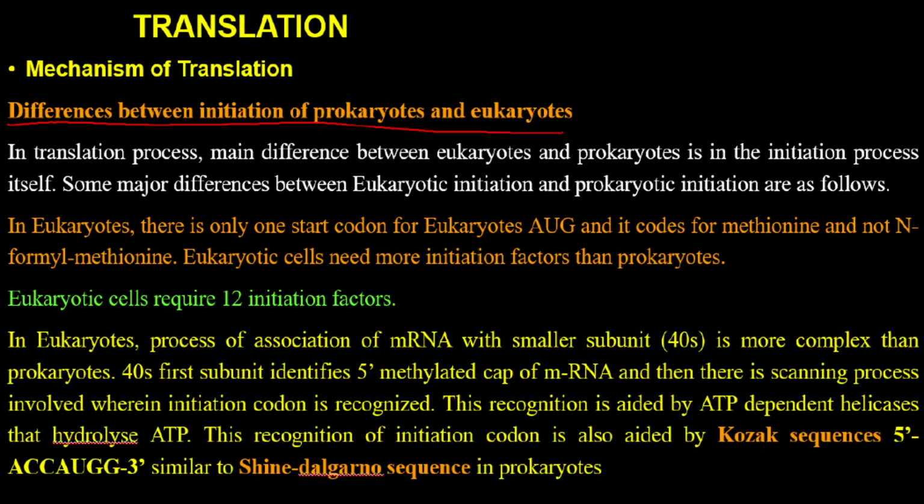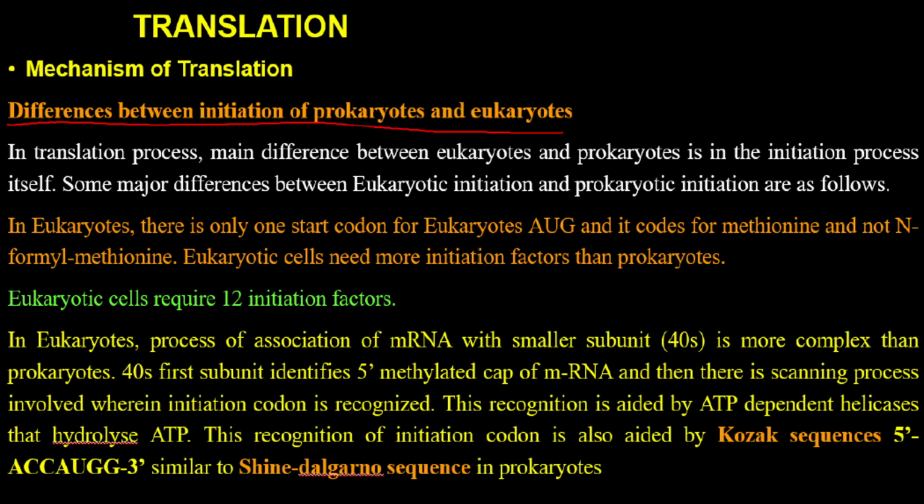In eukaryotes, the process of association of mRNA with the smaller subunit is more complex than in prokaryotes. The 40S subunit first identifies the 5' methylated cap of mRNA and the poly A tail, and then there is a scanning process wherein the initiation codon is recognized. This recognition is aided by ATP dependent helicases that hydrolyze ATP, so it is an energy requiring process.